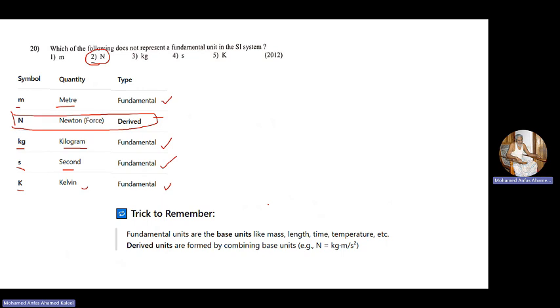Trick to remember: fundamental units are the base units, like mass, length, time, temperature, etc. But derived units are formed by combining base units. Combining base units, we are calling the derived units. This is the trick you have to remember in these questions.